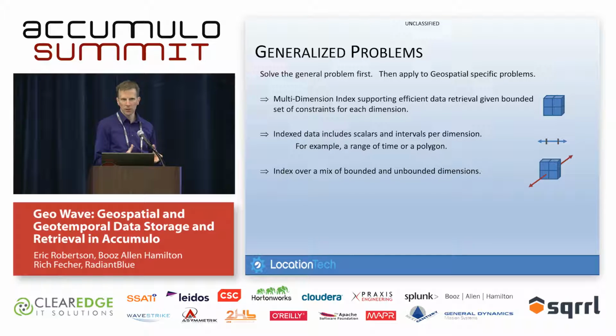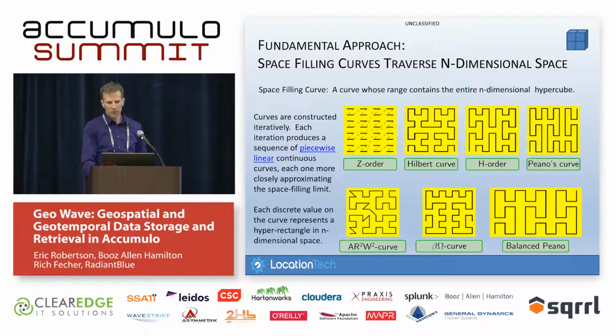For example, we can consider space over a map as bounded by the bounds of the map, but unbounded might be considered time. So how do we solve this? How do we map from multidimensional space into a single-dimensional space? Well, the solution we've used is space-filling curves.